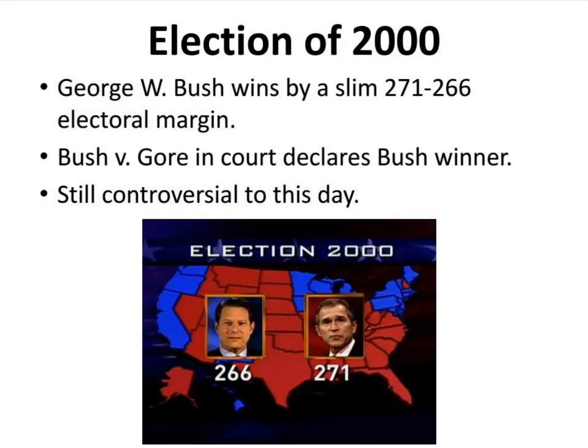Nothing to that point was quite as controversial, however, as the election of 2000, in which President Bush won by a very slim electoral margin despite being the popular vote loser, and a Supreme Court decision had to be issued in order to declare the outcome of the election. Still very controversial to this day. President Bush won enough electoral votes, but had won the state of Florida by a matter of hundreds of votes. So it was very, very controversial who was actually the winner, and it was this court decision that halted recounts that were going on at the time, and President Bush became president officially after that court decision.